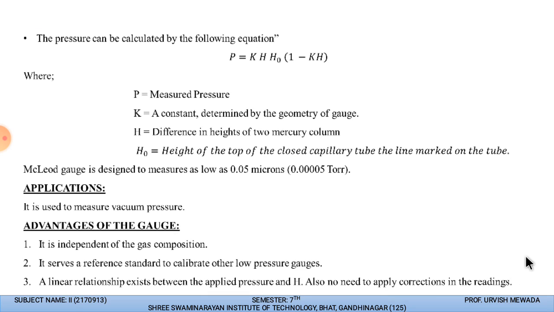Now let us check the equation related to it. The pressure can be calculated by the following equation, where P is equal to K into H into H0 into 1 minus KH, where P is the measured pressure and K is the constant that we already discussed in the Boyle's law statement, which is determined by the geometry of the gauge. Also, H is the difference in height of the two mercury columns, and H0 is the height of the top of the closed capillary tube, the line marked on the tube.